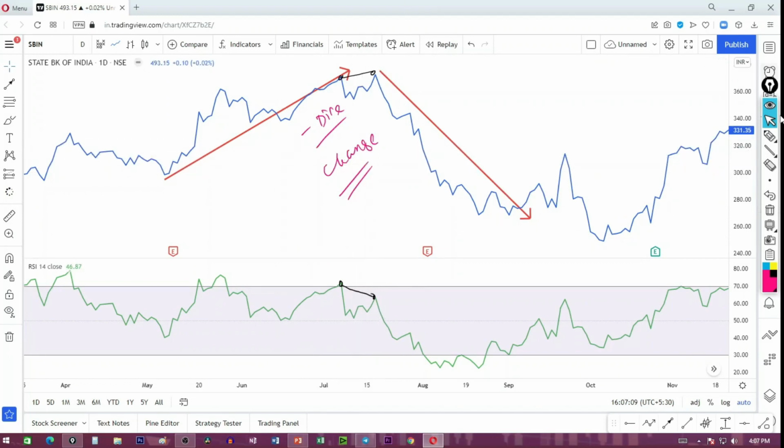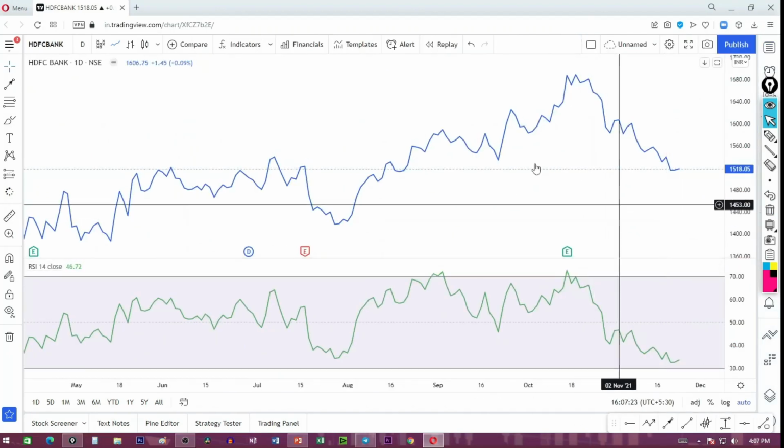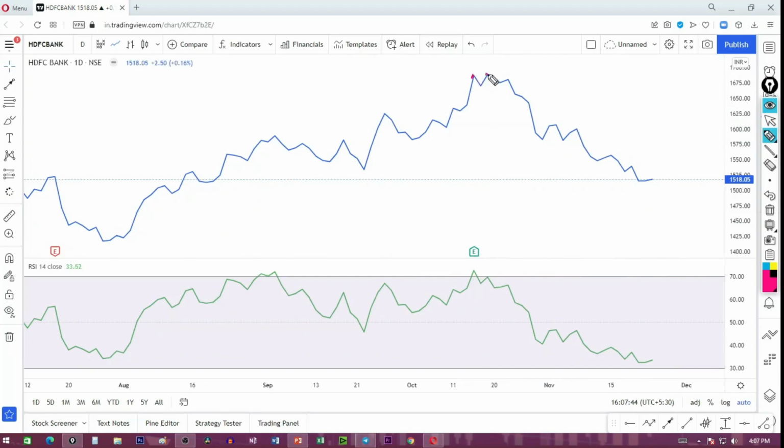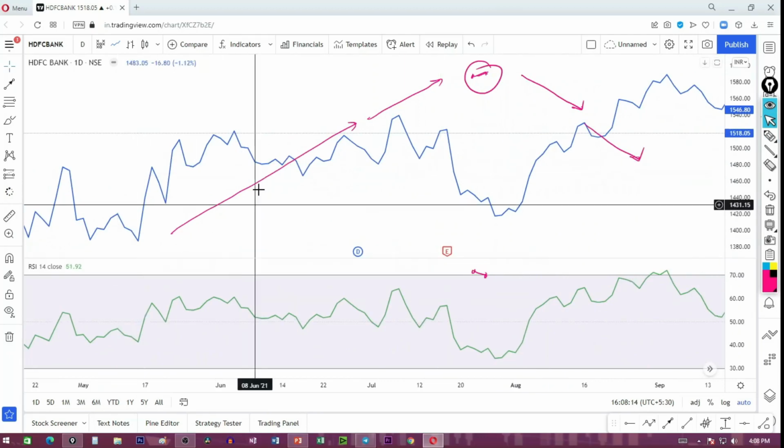So let's see another example, HDFC Bank. So we need some upside move. Let me check it. Price 87.40. Okay. Price make higher high and same time RSI make lower high. Continuous uptrend change after this negative classical divergence. Let me check some more example.